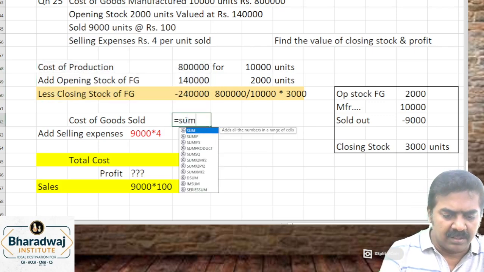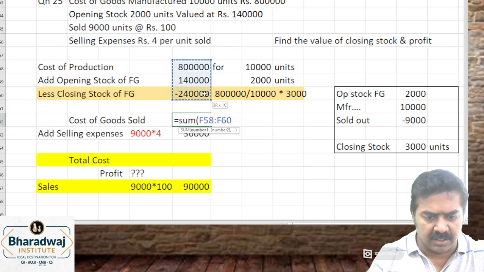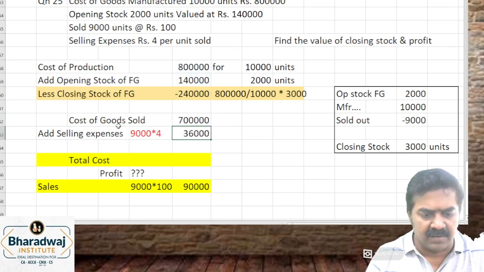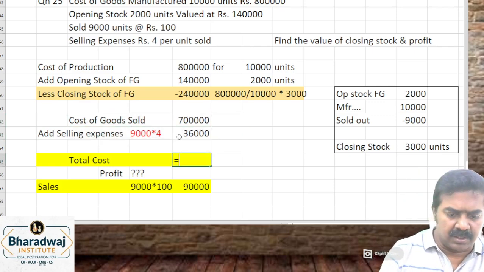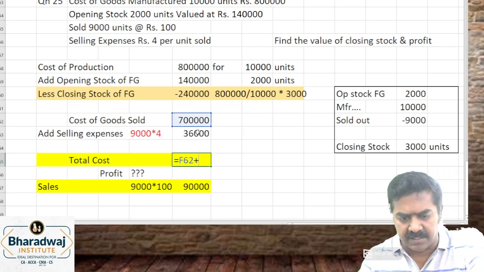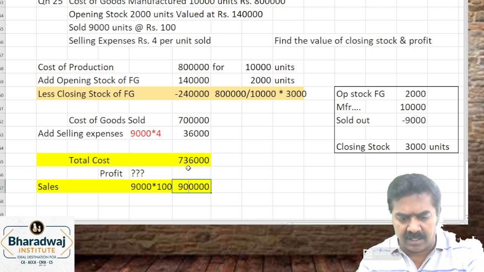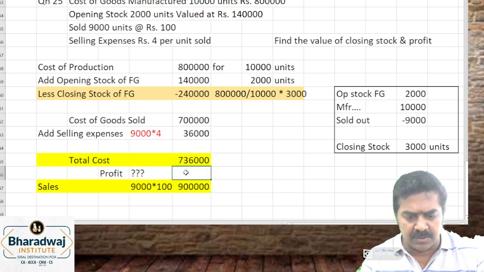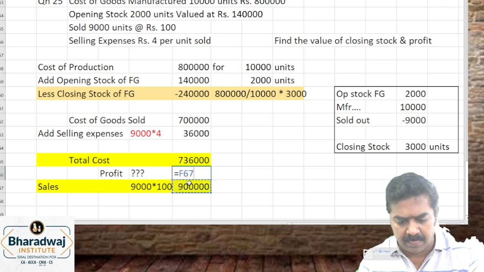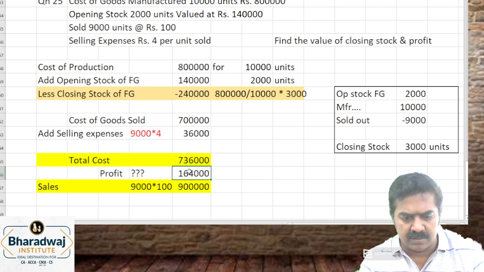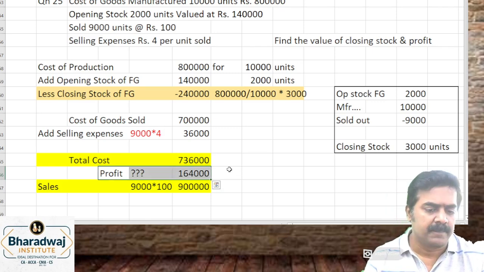will give us which one? Cost of goods sold. In the cost sheet, it comes to 7 lakhs. Add selling expenses 36,000. Total cost is 7 lakhs plus 36,000, 7 lakh 36,000. The difference between 9 lakhs and 7 lakh 36,000, what is the difference? Profit. 1,64,000 profit.